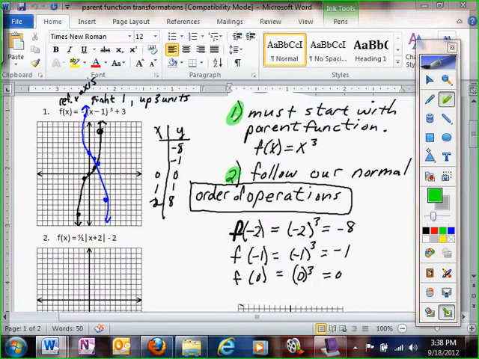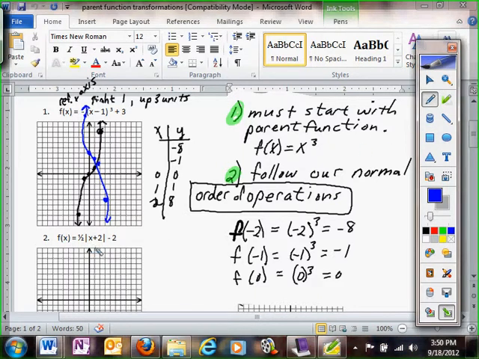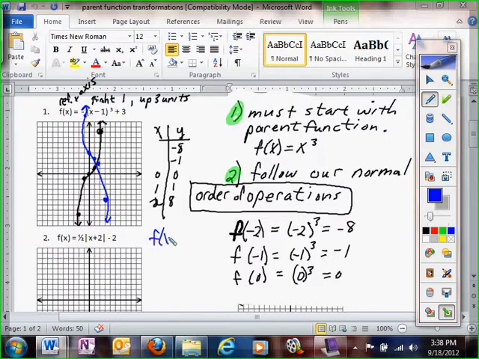So quickly, if I'm looking at this next example, number 2, the parent function would be f of x, that's for this number 2, f of x is equal to the absolute value of x, because I have an absolute value in there. Make sure you can label the appropriate parent function and follow the normal order of operations, and you should be good to go.